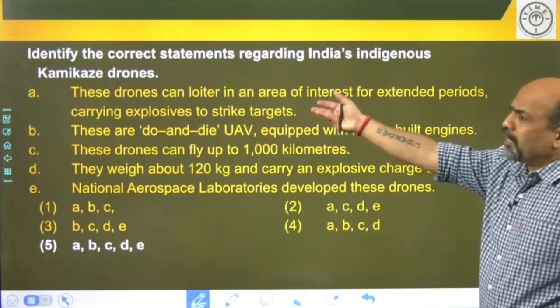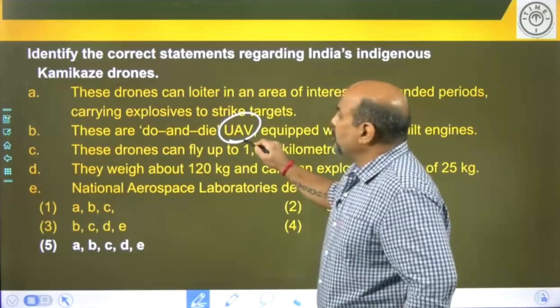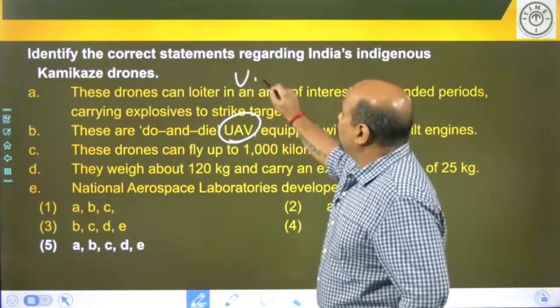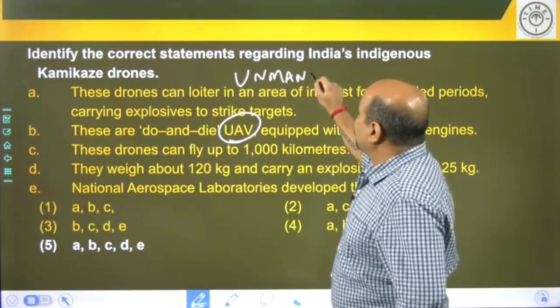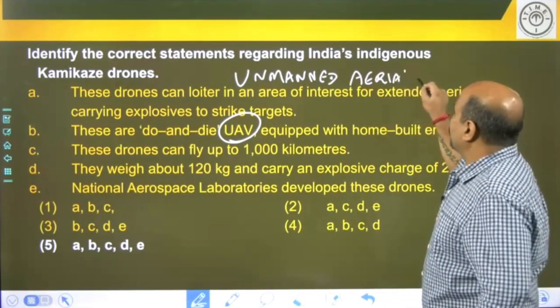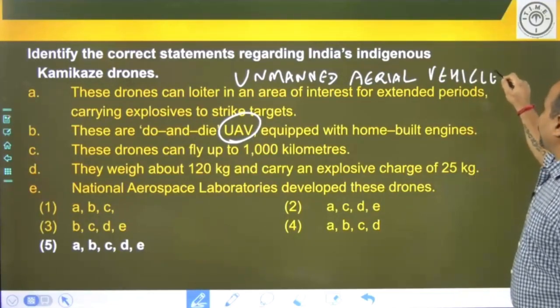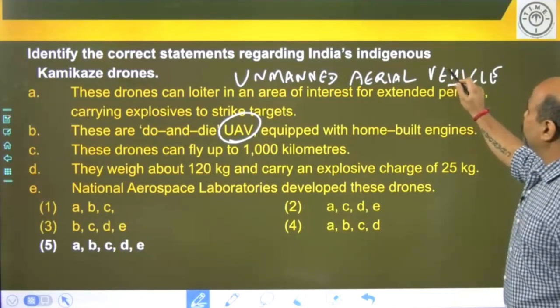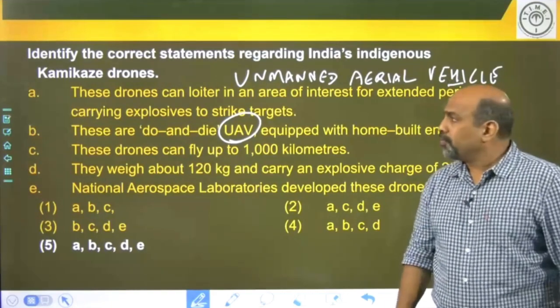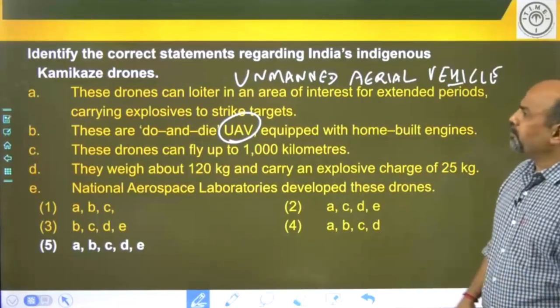A drone is an unmanned aerial vehicle. What is a drone? This is it. Unmanned aerial vehicle. Remember, the H in vehicle is silent, so it's pronounced vehicle. Unmanned aerial vehicle, it's basically a remotely operated vehicle.